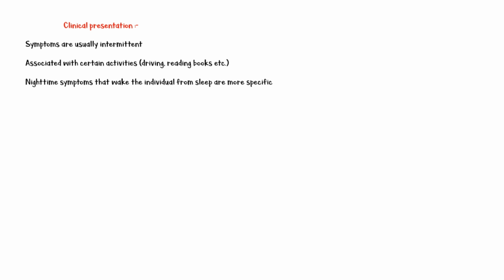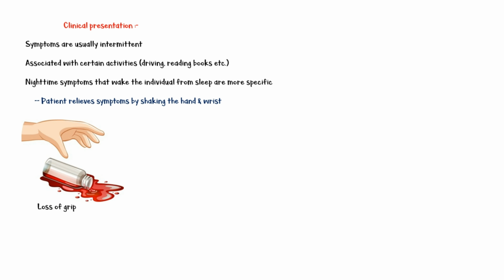Symptoms of carpal tunnel syndrome are usually intermittent and are associated with certain activities such as driving, reading books, etc. Nighttime symptoms that wake the individual from sleep are more specific for carpal tunnel syndrome, especially if the person relieves symptoms by shaking the hand and wrist. Many patients complain of dropping things from hands due to the loss of grip.